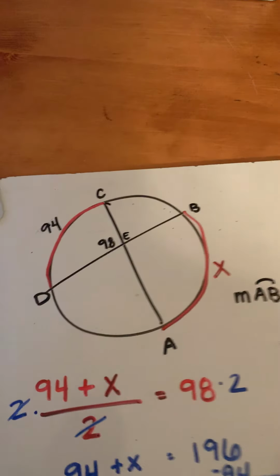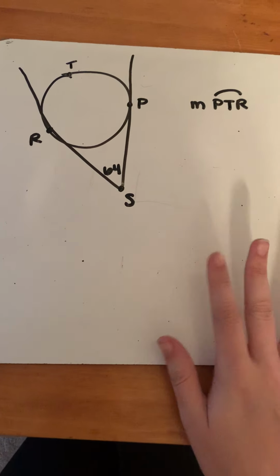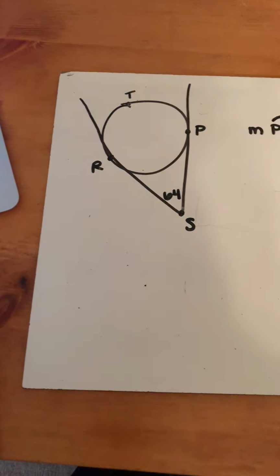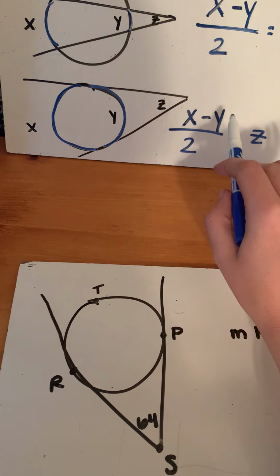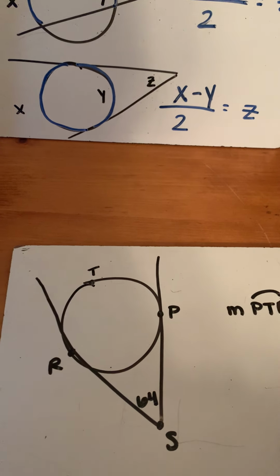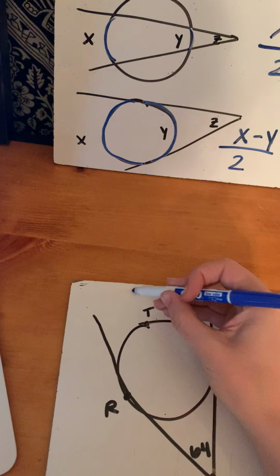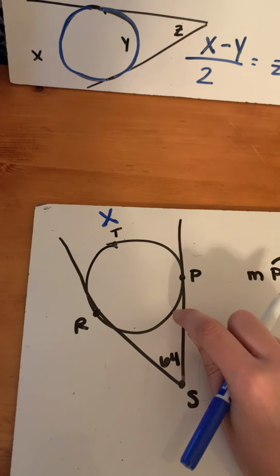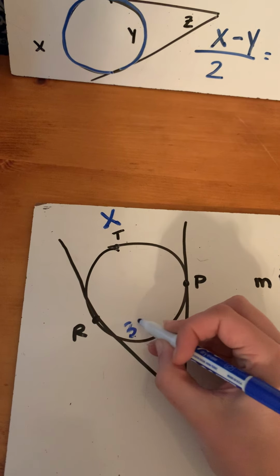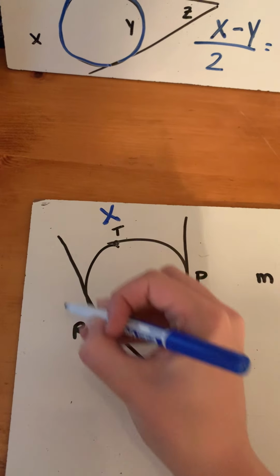All right, one last one to do. We're gonna do one that we already did just to kind of refresh our memory, because this is the hardest one. All right, this is the one that we kind of did that 360 and all that kind of math and stuff. So it's a little bit more difficult. All right, so we're gonna use this one here. We take the bigger arc minus the smaller arc, divide by 2, equals the outside angle. Now remember, we call our larger arc what? X. Remember what we called our inside arc here? 360 minus X. Because if I look at that, that whole circle's inside of there.